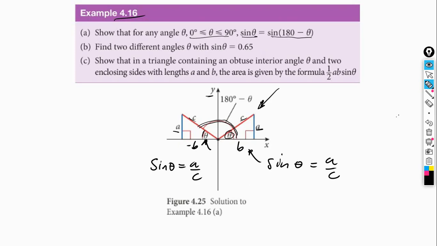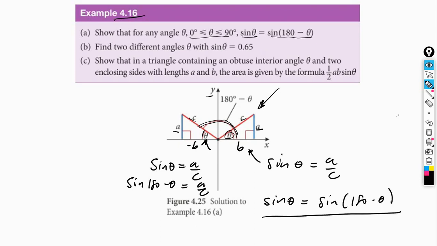Notice that this would be the same as saying that sine of 180 minus theta is equal to A over C. So in other words, we have the situation that for any angle between 0 and 90 degrees, we have the equality that sine of theta is equal to sine of 180 minus theta. So this is a very useful equality, as we're going to see.